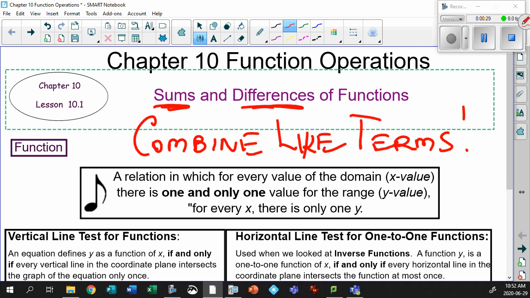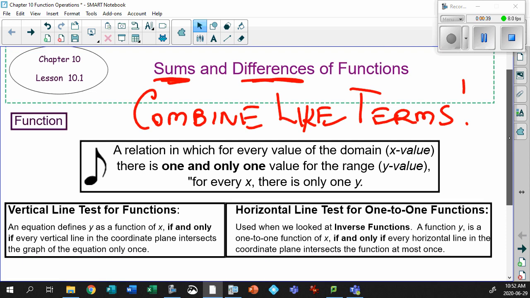Here's what we're after. We want to see what happens to things like the domain and range and vertical line tests and doing all this other stuff. Okay, I'll get to it when we get there. All right, so let's start.